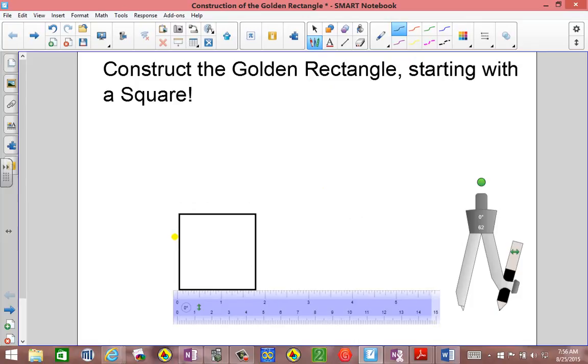What's going on here? I need a pen. Okay, let me pause the video and figure this out. I got a computer issue here.